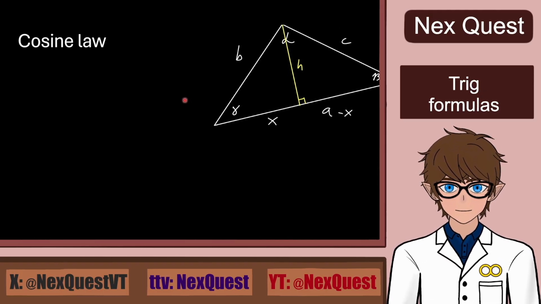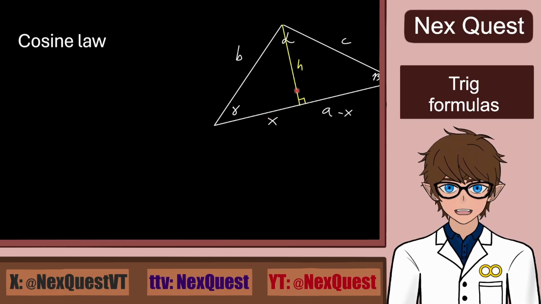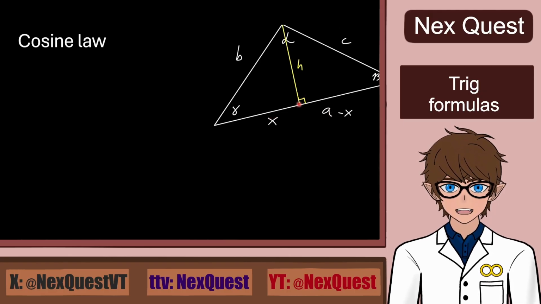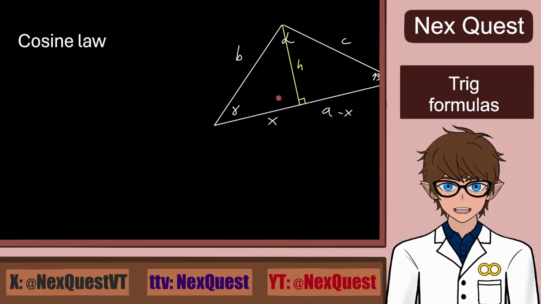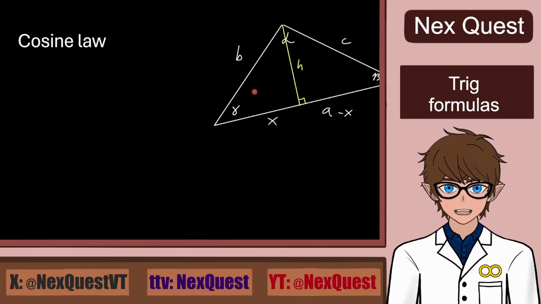But yes, here I separated the a side into x and a minus x. So this point is the one that separates a into two parts. Next, we will use the Pythagorean theorem for both right triangles.